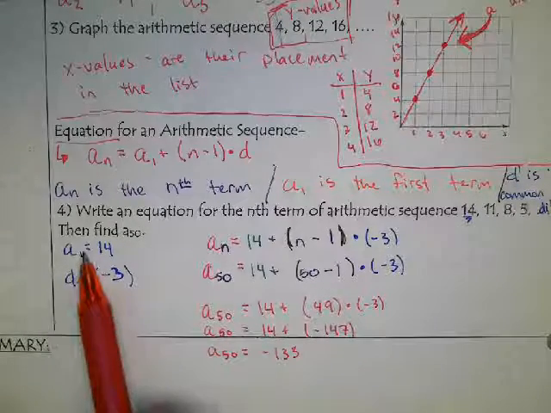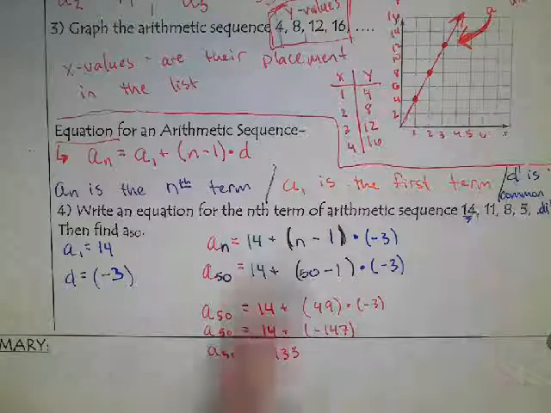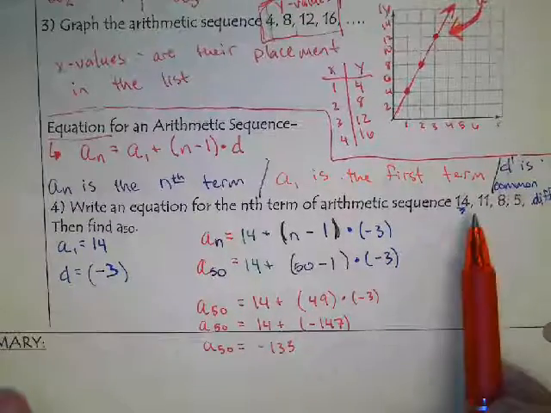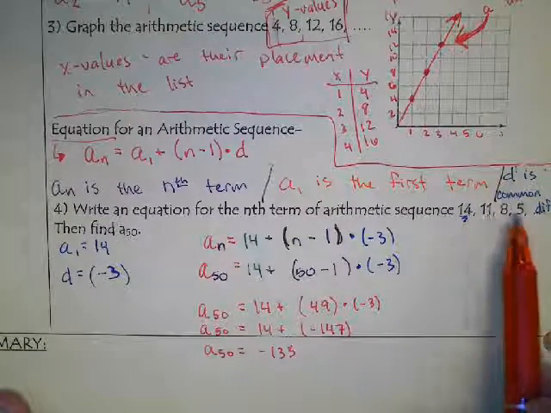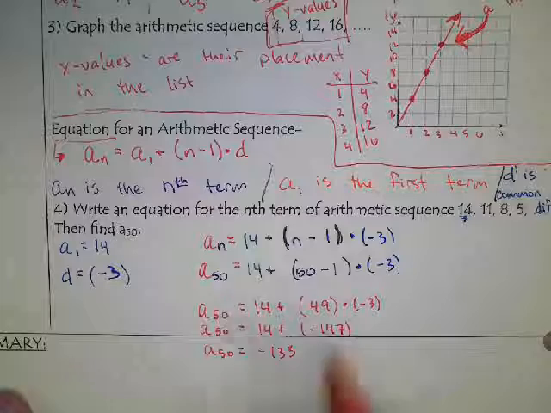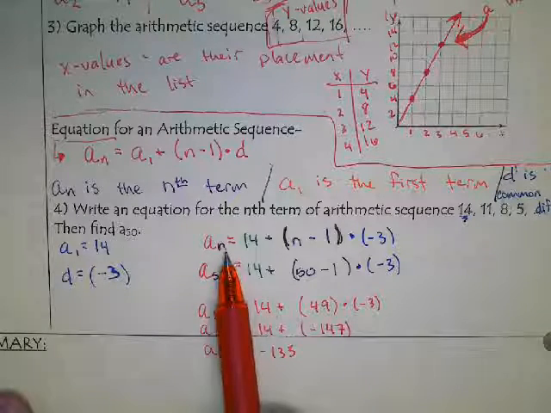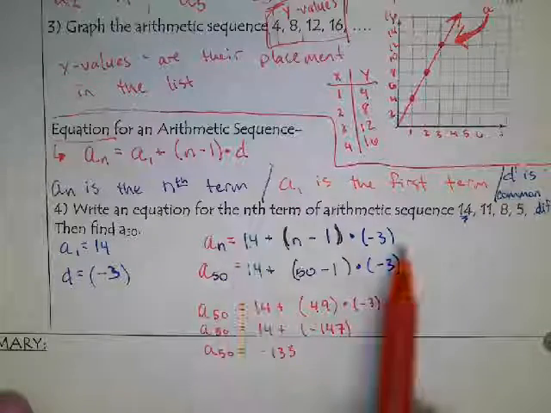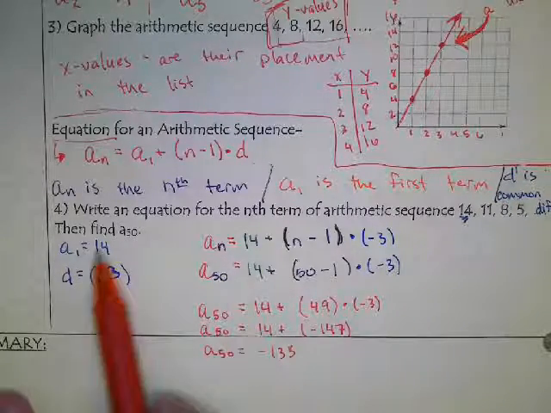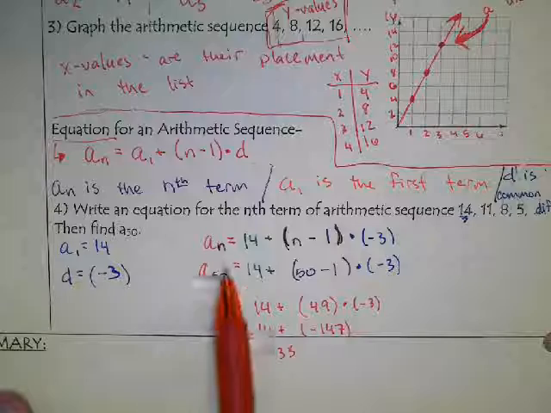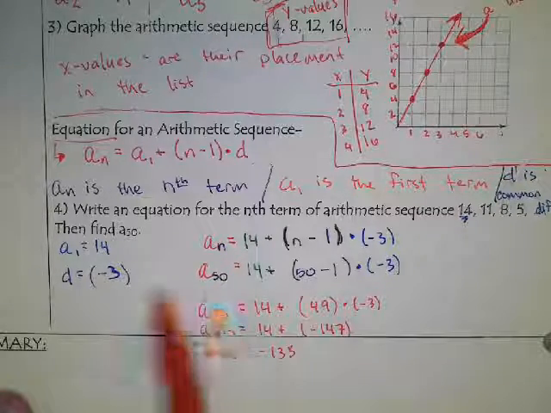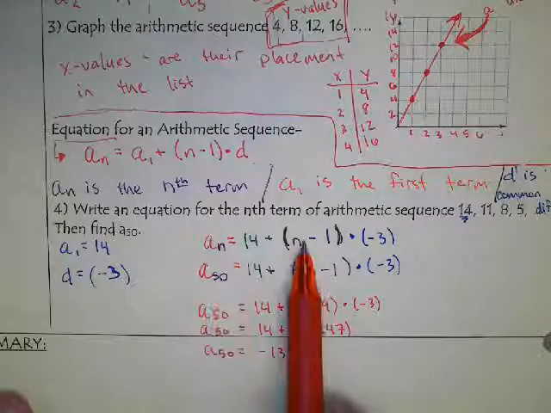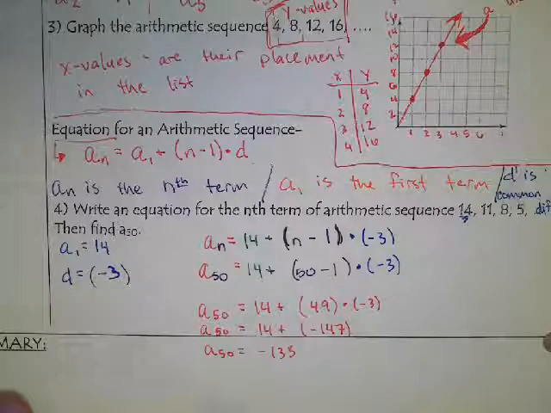We identify our first term, 14, identify our common difference. This sequence is decreasing by 3 each time, so it's a negative 3. We plug into our equation. A sub n is equal to 14 plus our n minus 1 times negative 3, my first term and my common difference. Then since I'm finding the 50th term, I change my n's into the number 50, and then I simplify from there.